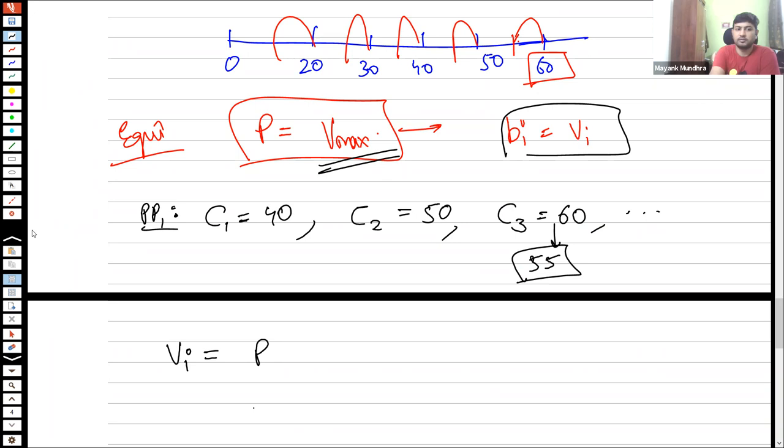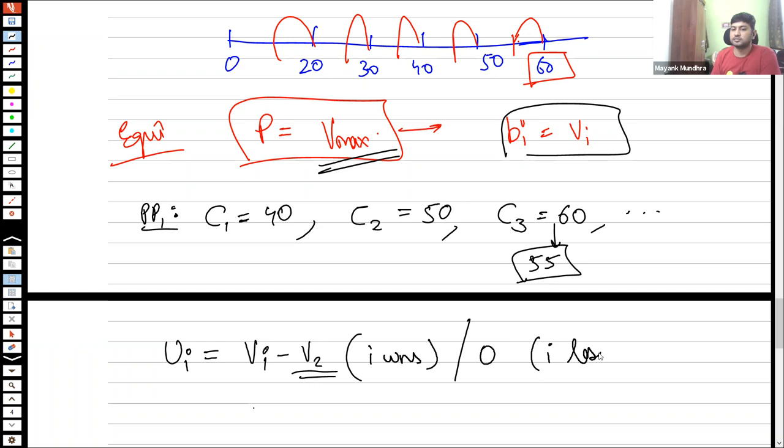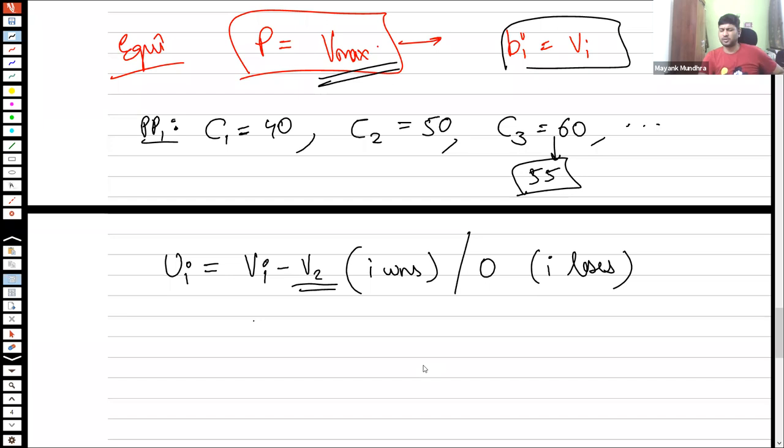Utility of the ith bidder is going to be V1 minus V2 if i wins, where V2 is the second highest bid, and 0 if i loses. V2 is the second highest bid, not the bid of the second person, because the ith person doesn't know what the ordering is. So let me write it as a superscript, because I'm using subscripts for agents. The superscript represents the second highest valuation.